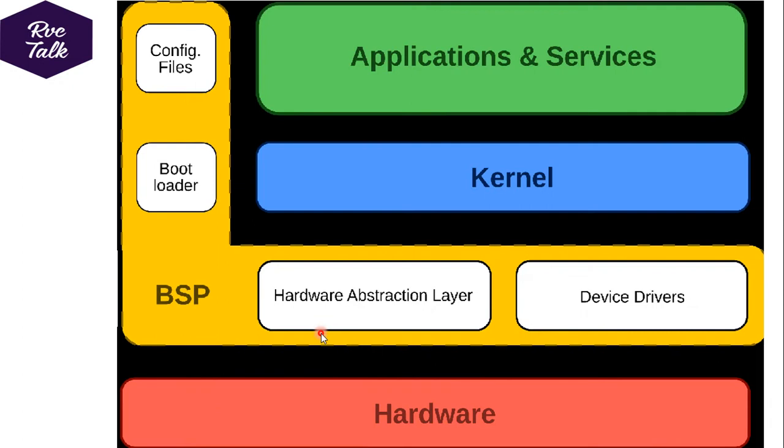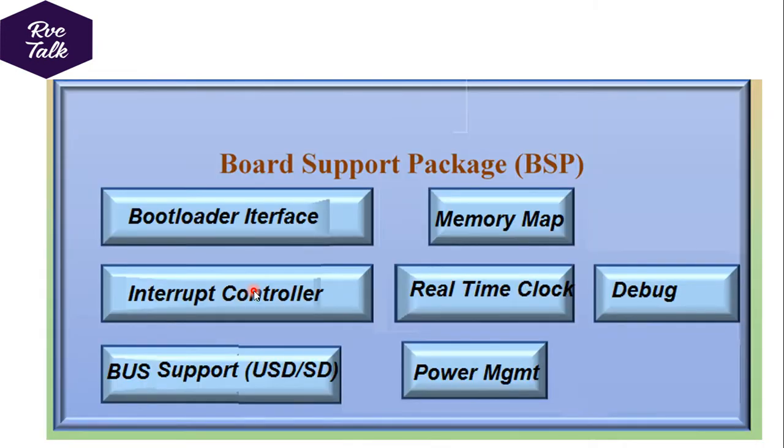So if you see, the BSP contains a bootloader interface, a memory map, system timers, an interrupt controller, real-time clock, debug and console, bus support, and power management. These are the default functionalities of any BSP package. Now looking at them one by one, what will the bootloader interface actually do? The bootloader interface is a piece of software that executes immediately when you power on any board.